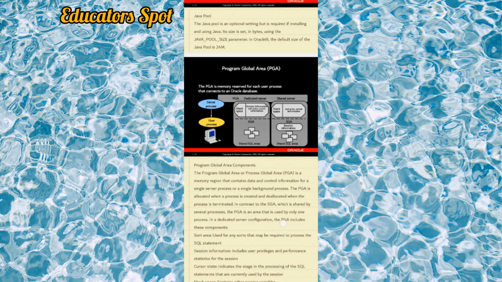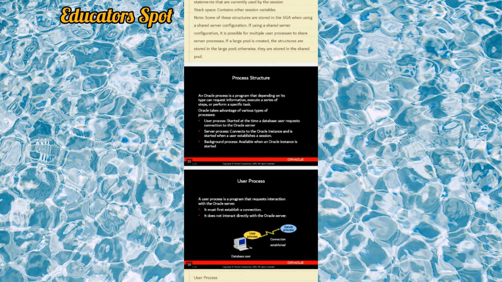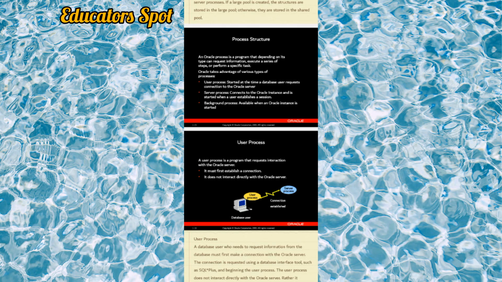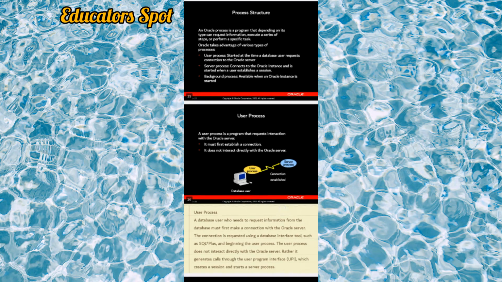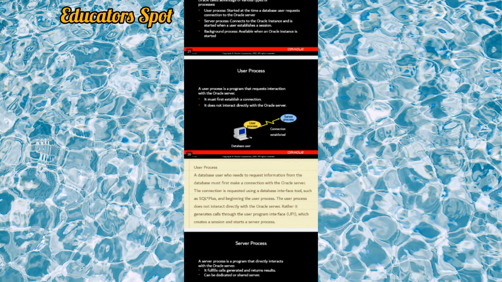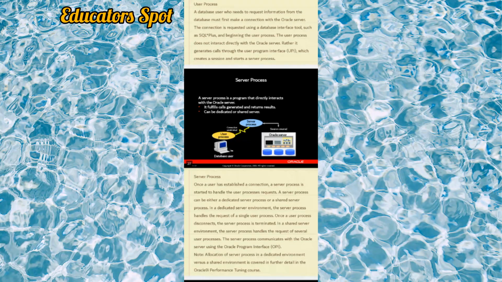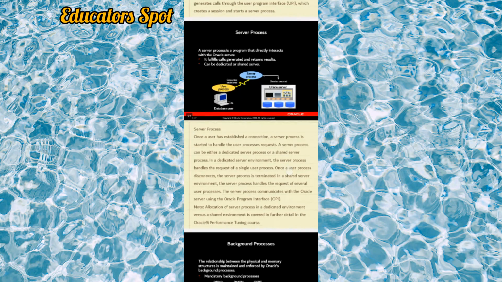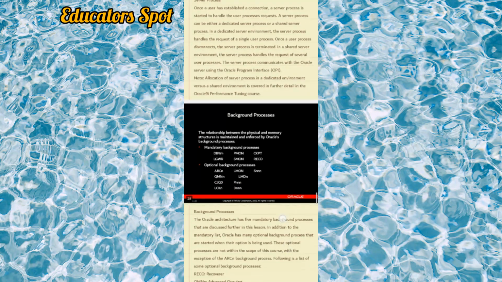Further we have the process structures. In process structures we have the user process, server process, and background process, which we have all discussed before in detail. A user process starts when a database user requests a connection to the Oracle server. The server process connects to the Oracle instance and starts when the session is established. Background processes are available when the Oracle instance starts. Server processes fulfill the calls generated and return results, and can be dedicated or shared servers.